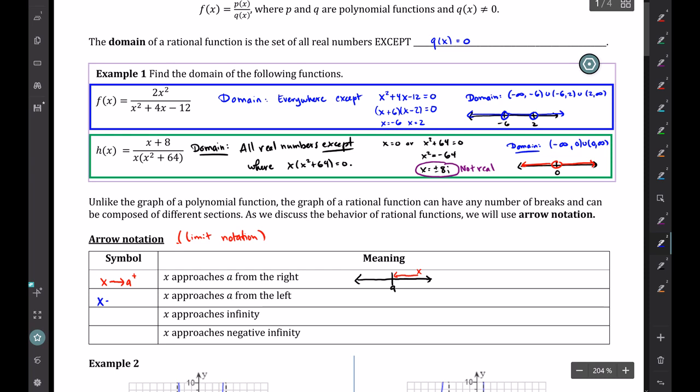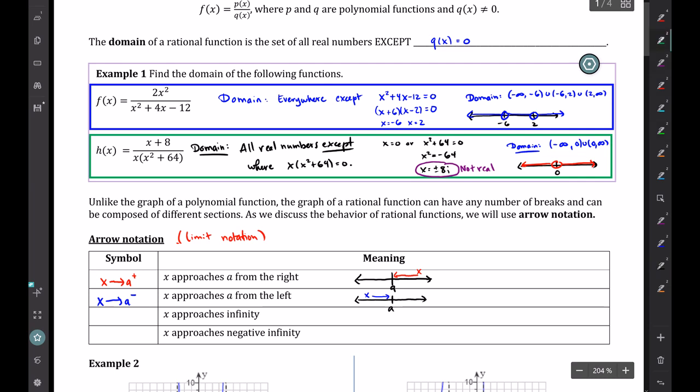If you see x approaches a from the left, then you write x arrow a and then superscript minus, because that's coming from the negative side, or the less side. So when you see that, the statement is that x is over here to the left of a, and it's moving closer and closer and closer to a.